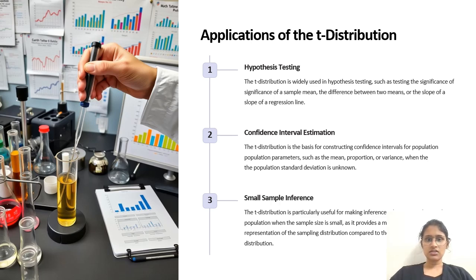Applications of the t-distribution. Hypothesis testing. The t-distribution is widely used in hypothesis testing, such as testing the significance of a sample mean, the difference between two means, or the slope of regression lines. Confidence interval estimation. The t-distribution is the basis for constructing confidence intervals for population parameters such as means, proportions, or variances when the population standard deviation is unknown. Small sample inference. The t-distribution is particularly useful for making inferences about populations when the sample size is small, as it provides a more accurate representation of the sampling distribution compared with the normal distribution.